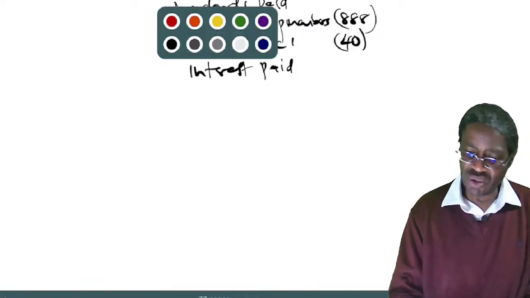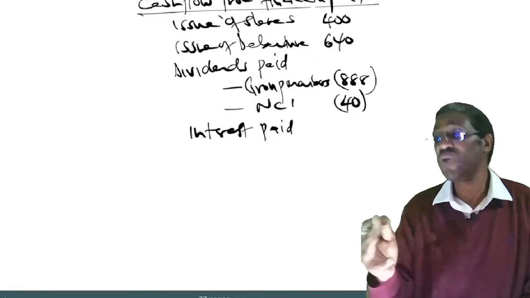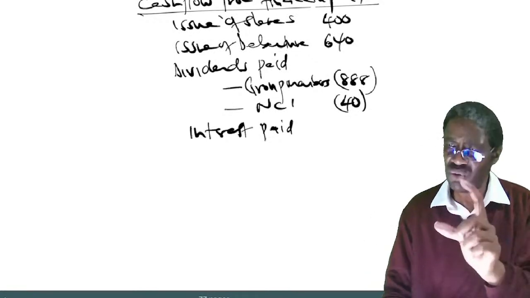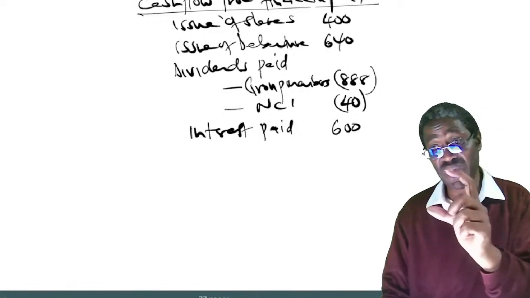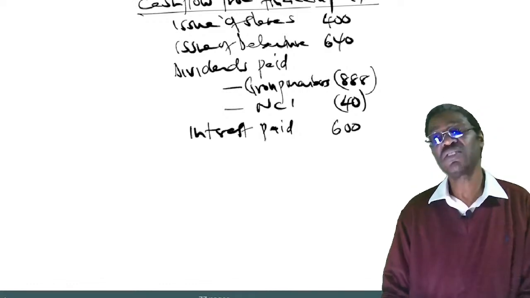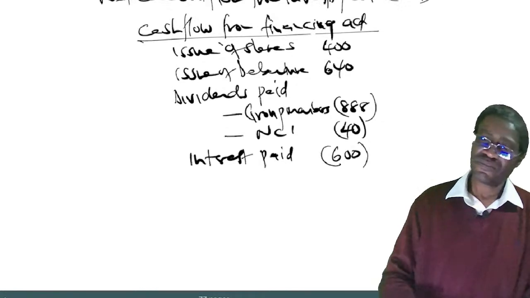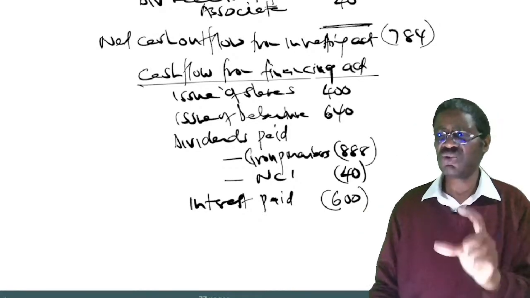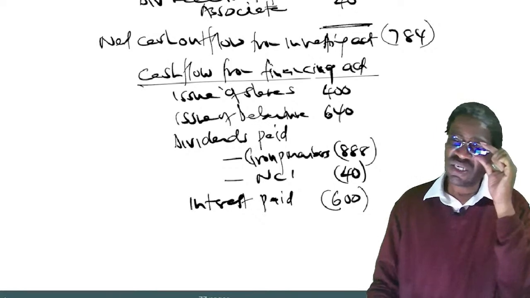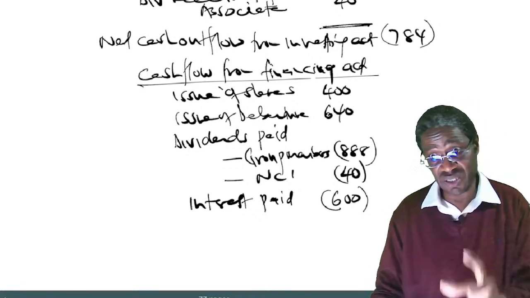So that information was a bit hidden in the sense that the examiner did not tell you direct that we paid interest of 600, but you should have known, because that is something you should have learned even in financial accounting and also in financial reporting. So you minus. Good. I think I'm now through with the financing activities.